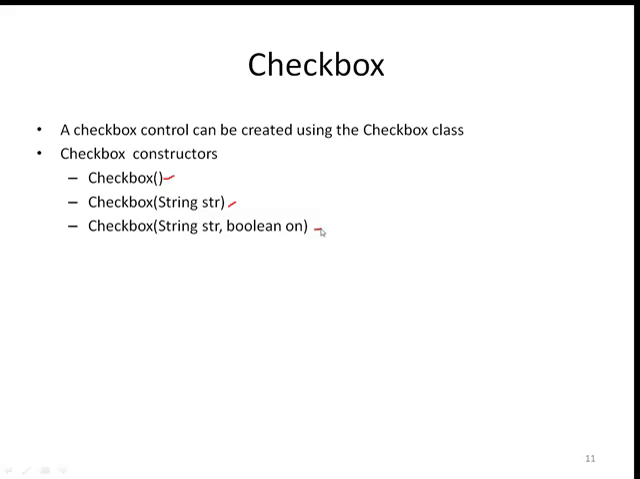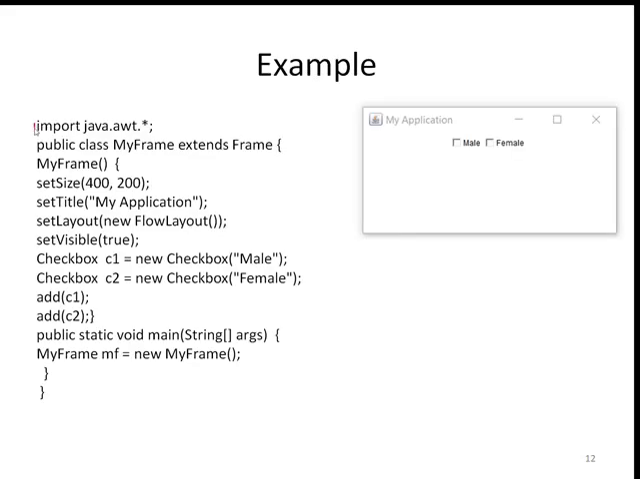Now we'll see the example. So in this, import AWT classes and resources, and this is the constructor. Here I have created objects of the Checkbox class. So this is the Checkbox constructor. Here I have created a checkbox with a text. The text is Male for checkbox 1, Female for checkbox 2. Now I am adding checkbox 1 and checkbox 2 into my frame by using the add method. add(c1), add(c2). These two statements are used to add these two checkboxes into the frame.